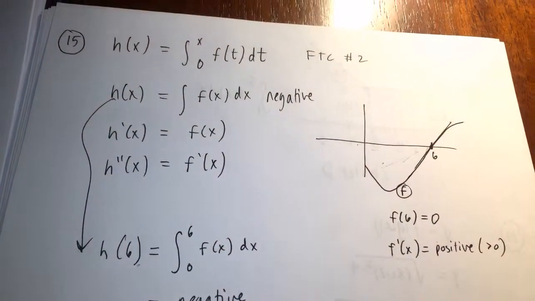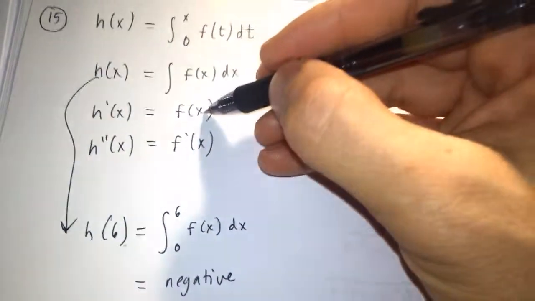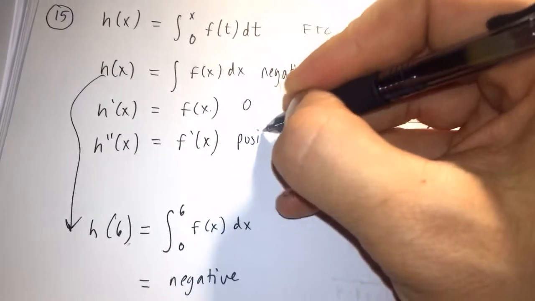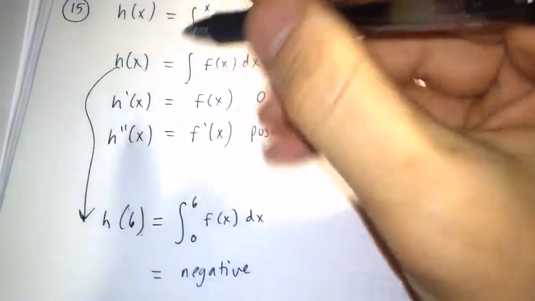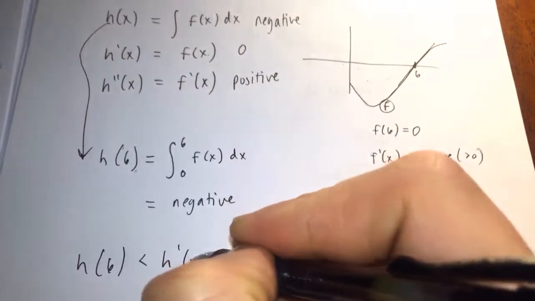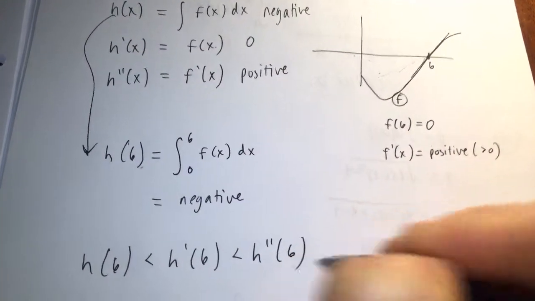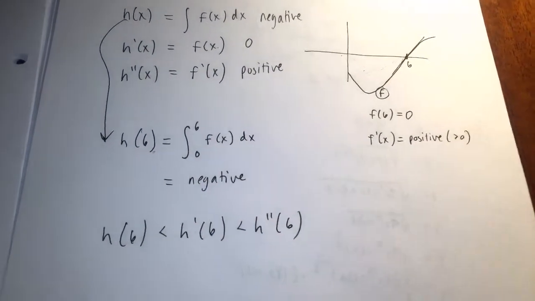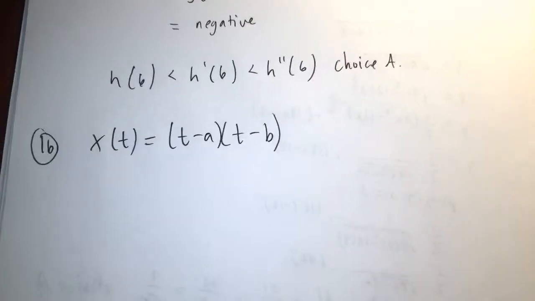It looked like h prime of x, which was f of x, it looked like f of 6 was 0, and then the derivative, the slope of the tangent line, was positive. So it looks like in this case, h of 6 was less than h prime of 6, which was less than h double prime of 6. Choice A.